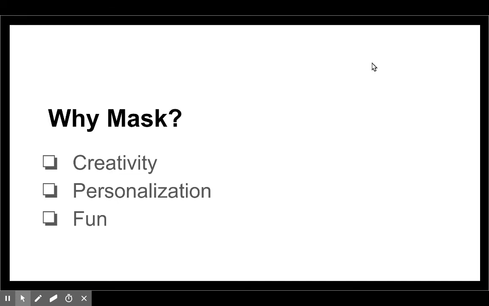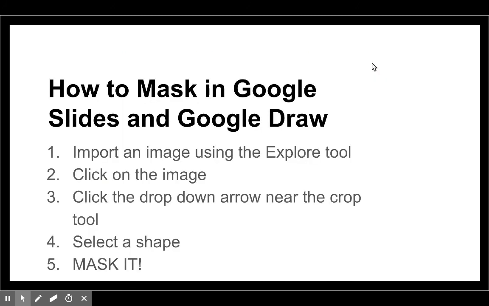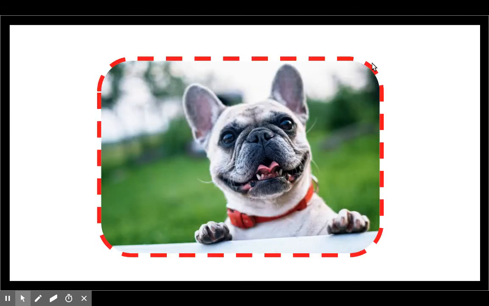That's it. Don't forget, here's how you do it. Import using the Google Explore tool. You don't have to; you can drag and drop from Google Images. The Explore tool is really cool and nifty because it's within Google Slides. Click on the image. Click the drop-down arrow near the crop tool. It'll say Mask Image. Select a shape. Mask it. That's it. Happy masking!